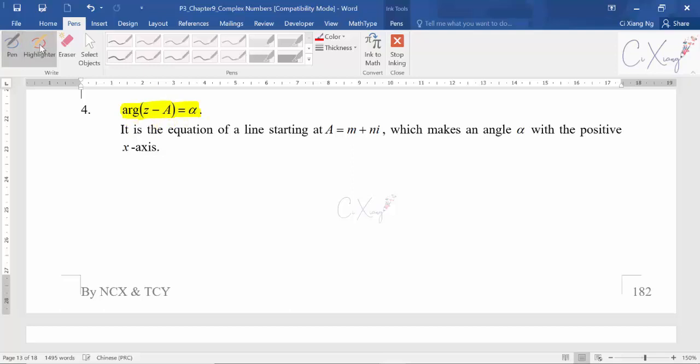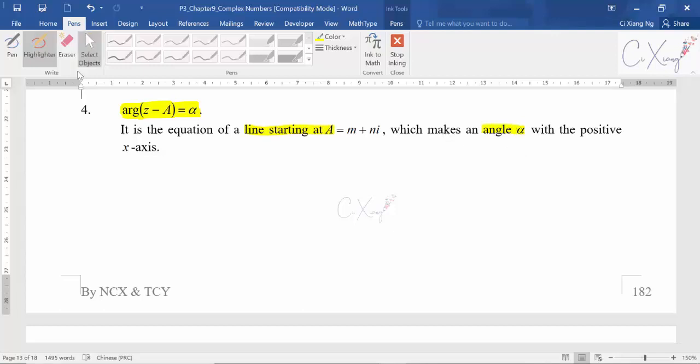So what does it mean? If you draw the locus, it is actually a line starting at the point A, which makes an angle alpha with the positive x-axis. So it is still a line, starting from the point A. How you draw the line depends on the alpha, the angle that they give you in the question. Generally, this is what we have for the third pattern.